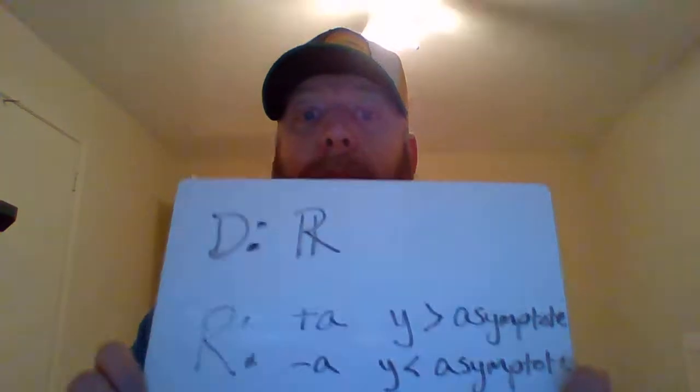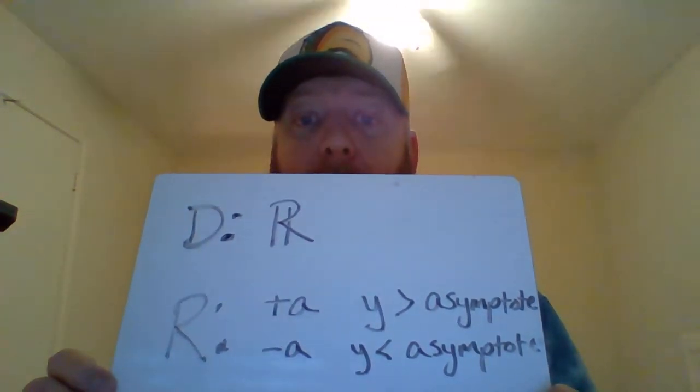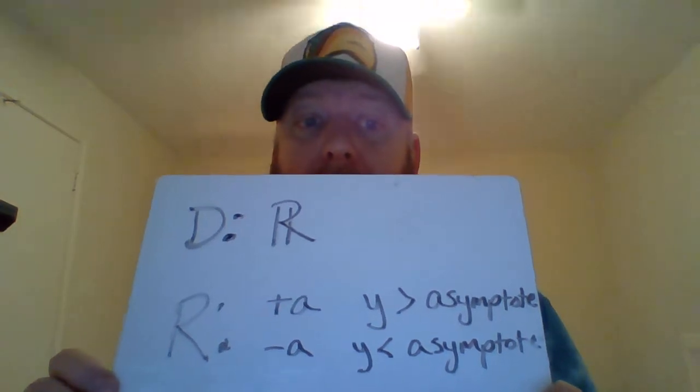So when A is positive, y is greater than the asymptote. And when A is negative, y is less than the asymptote. And remember, the asymptote is just C, so the value of C. So y is greater than the value of C when A is positive, and when A is negative, y is less than the value of C.